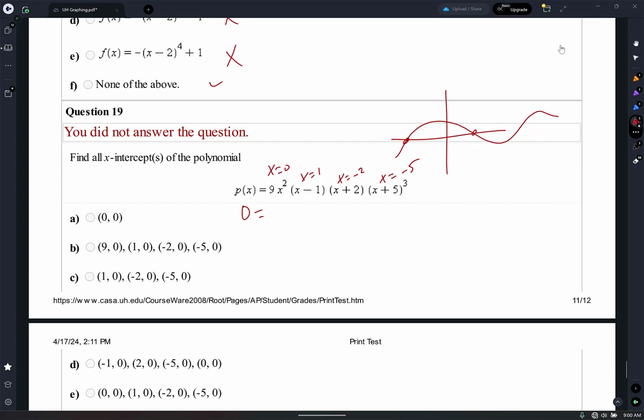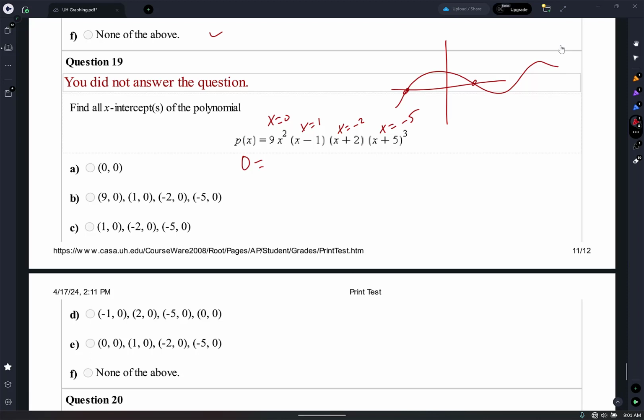If x equals 0, 0 times anything is 0. If x equals 1, 1 minus 1 is 0. 0 times anything is 0. x equals negative 2, negative 2 plus 2 is 0. 0 times anything is 0. So there it is. 0, 1, negative 2, negative 5. So where are you? Which one is it, guys? 0, 1, negative 2, negative 5. Letter E.